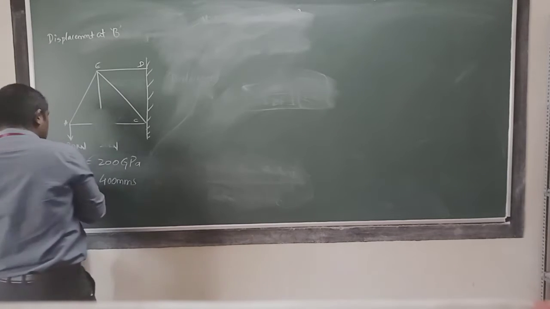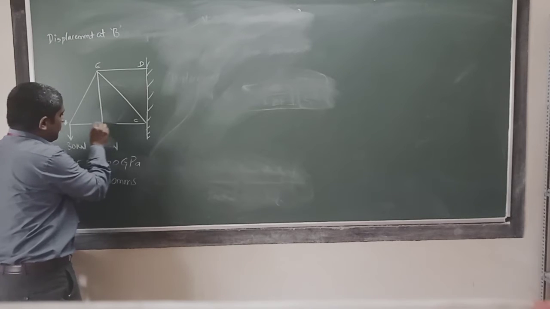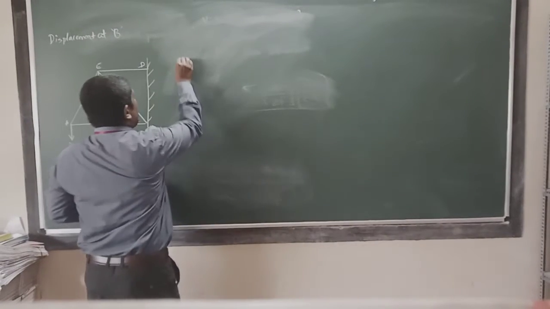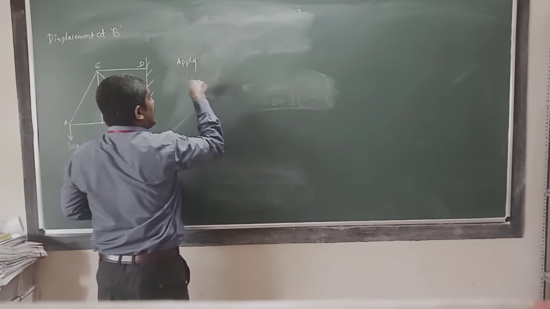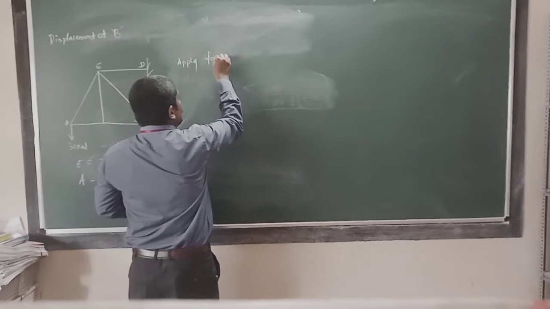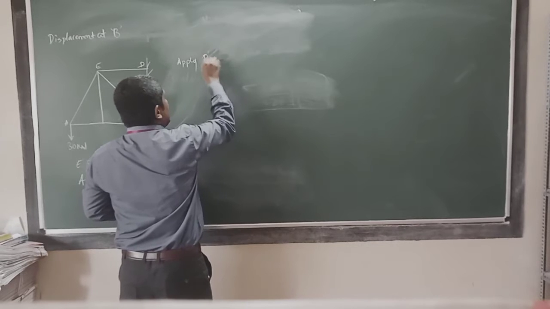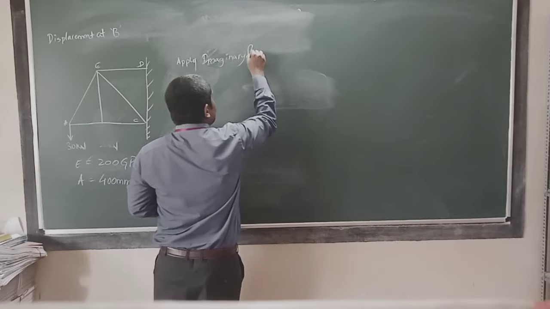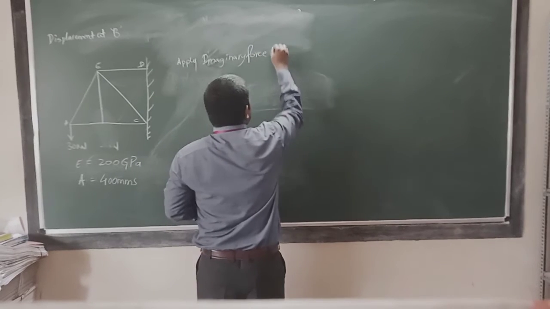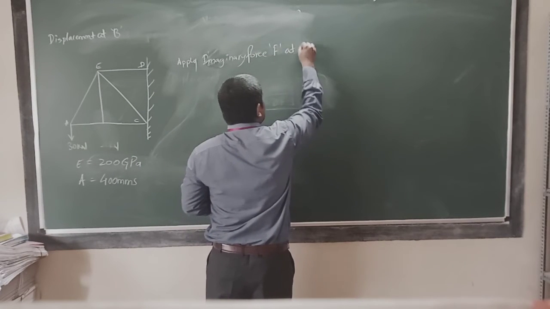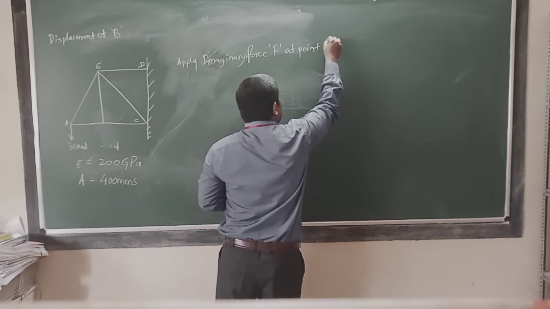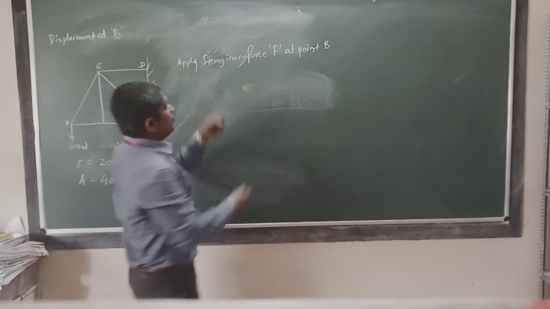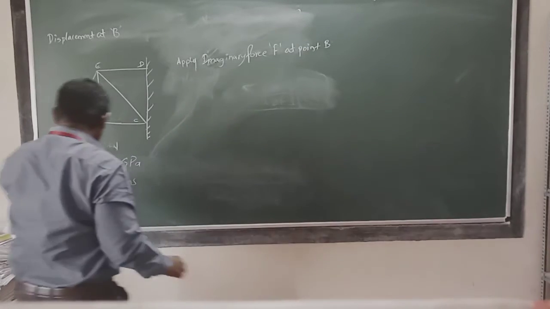Okay, now what you have to do is the first step when the Castigliano's principle comes: apply an imaginary force F at point B. Okay, apply an imaginary force F at point B.